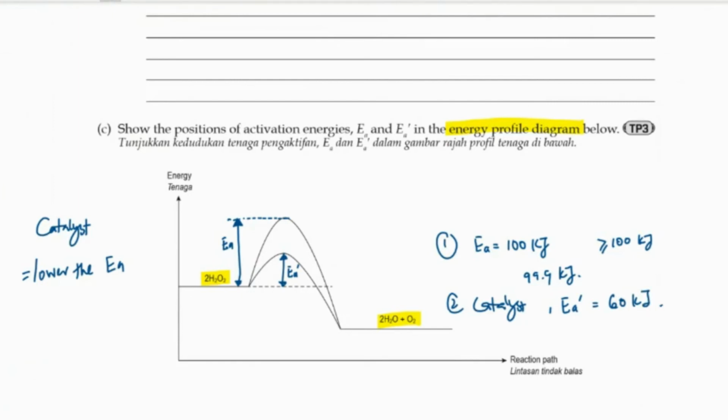So just now 99.9 kilojoules still could not overcome, right? But now all can overcome 60 already. So let's say here is 60. More collisions can overcome this activation energy, meaning that more products can be formed easily. That's why the rate of reaction is higher with the catalyst. Okay, guys?